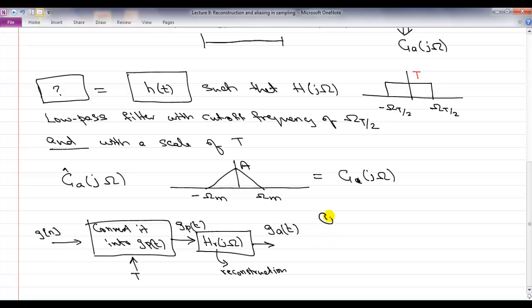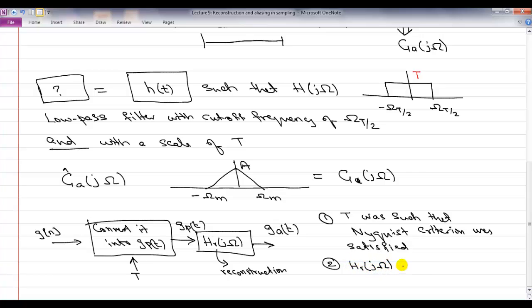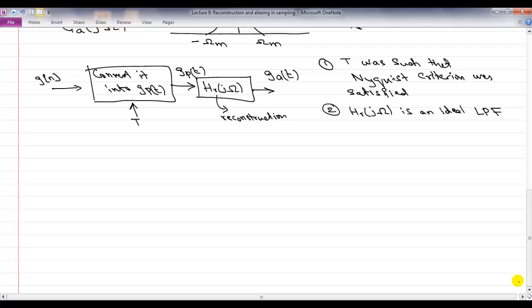The conditions are that number one, T was such that the Nyquist criterion was satisfied. And number two, Hr of j omega is an ideal low pass filter. So it has a very sharp cutoff. Now I tried to convince you of the reason that your reconstruction filter should be a low pass filter. You can verify that mathematically also.